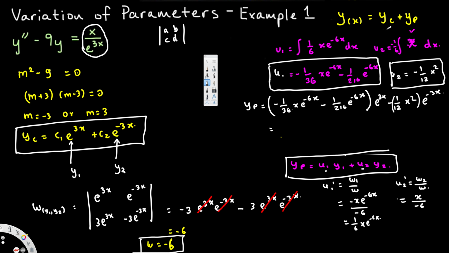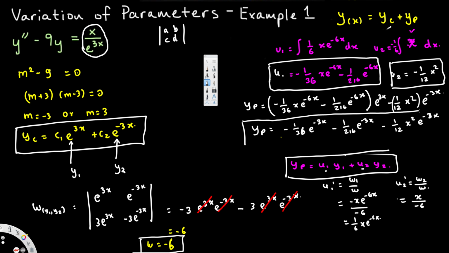And let's simplify this one. If we multiply these two together, that's going to become negative 1 over 36 e power minus 3x, because when the powers multiply, we end up with minus 3x. And this one is going to be the same thing, 216 e power minus 3x, and on the other side we are going to have minus 1 over 12 x square e power minus 3x. Okay, so this is our yp. Now we have found yp, and here we have our yc. So the general solution for this differential equation is going to be yc plus yp. Now let's get rid of all this part and write our final answer.